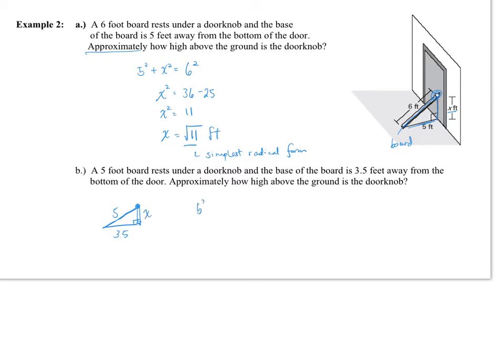So this will be 5 squared equal to x squared plus 3.5 squared, and this will be 25. And then x squared would be equal to 12.75. Then for x, we'll just take the square root and simply leave your answer like this.